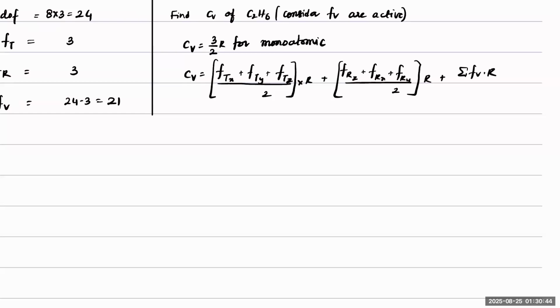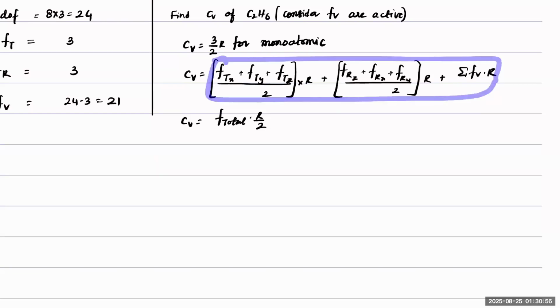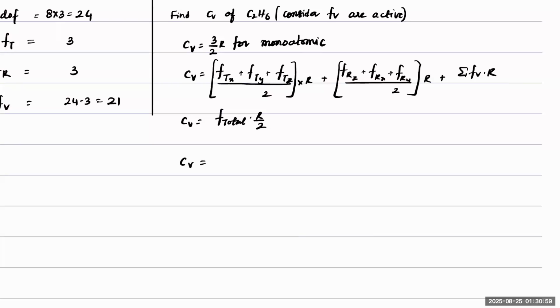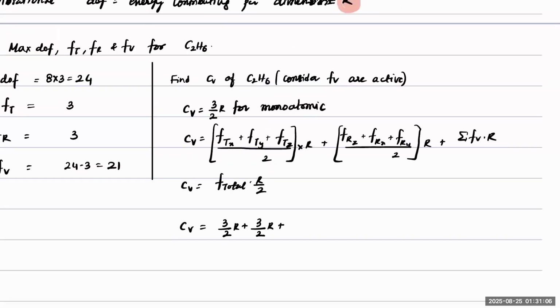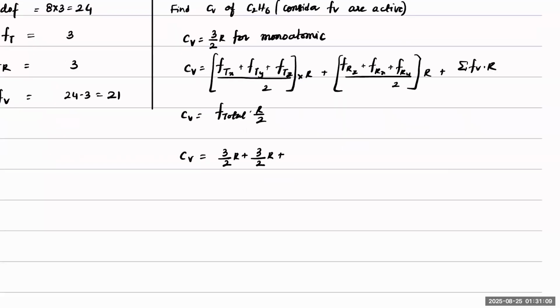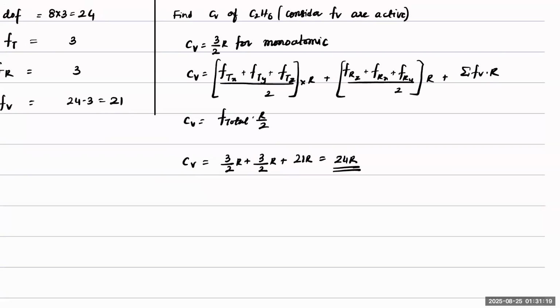So this is what we write: CV is equal to F into total into R by 2. That is what we are trying to write. This entire thing is the total form. Now if that is the case, CV will be equal to how many? 3 by 2 R plus 3 by 2 R plus how many are left? 21. So 21 R. This is the value we should have. Correct? So how many we will have? 24 R. So that is the CV value.